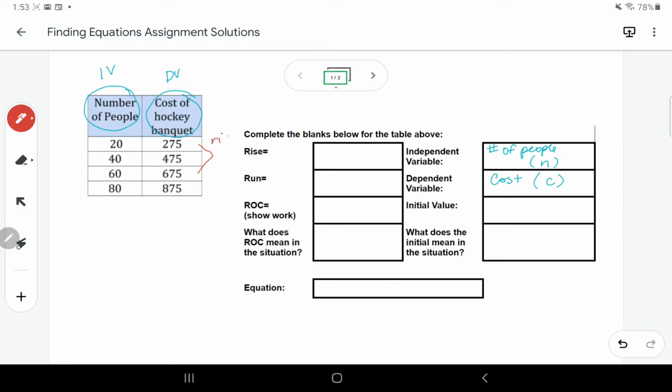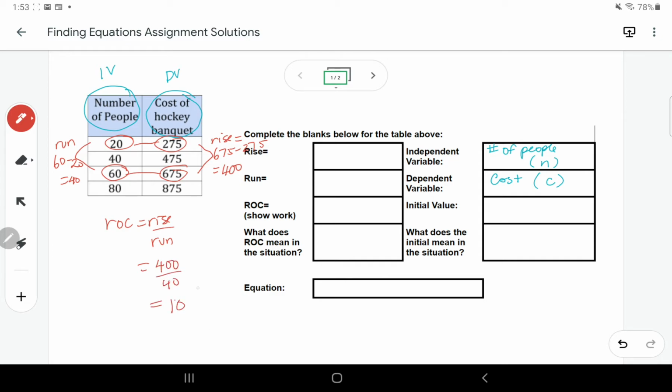So I'll do rise is 675 minus 275, a little squished in there, but I get a rise of 400. And then I'll choose run. I have to choose the same ones that match up right across from the ones I chose for rise. So my run is 60 minus 20, which is 40. Then I know the rate of change is rise over run, which is 400 over 40, which is 10.